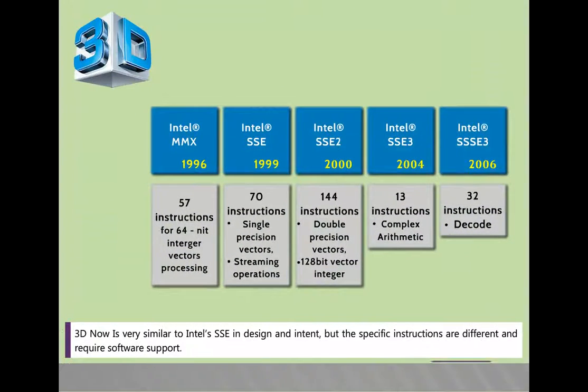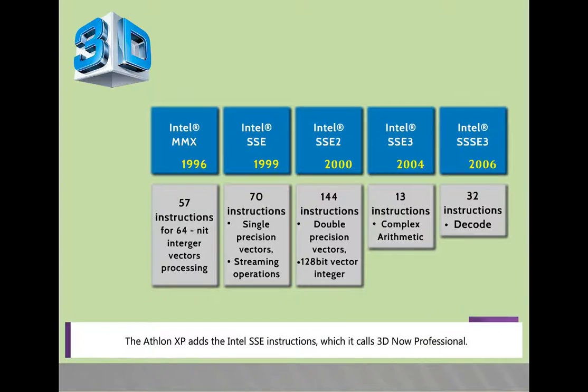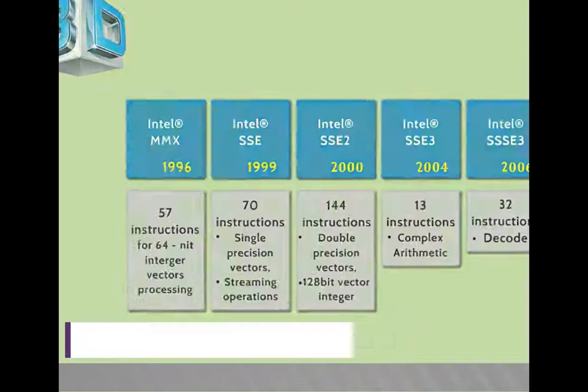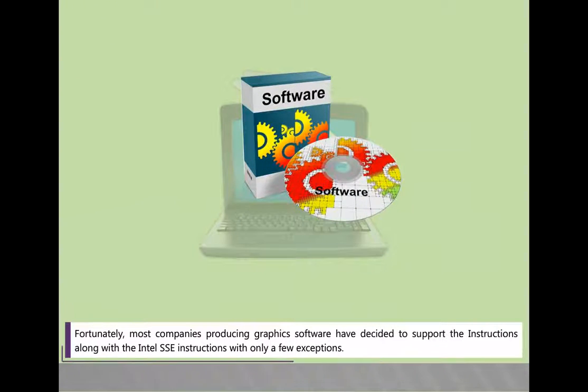3D Now is very similar to Intel's SSE in design and intent, but the specific instructions are different and require software support. The Athlon XP adds the Intel SSE instructions, which it calls 3D Now Professional. Fortunately, most companies producing graphics software have decided to support the instructions along with the Intel SSE instructions, with only a few exceptions.